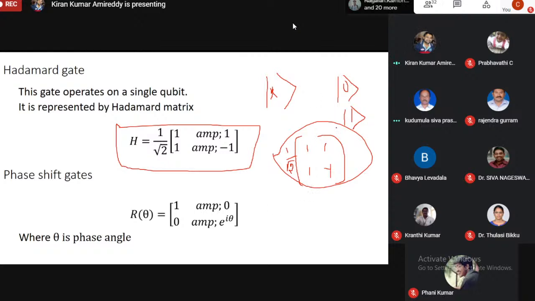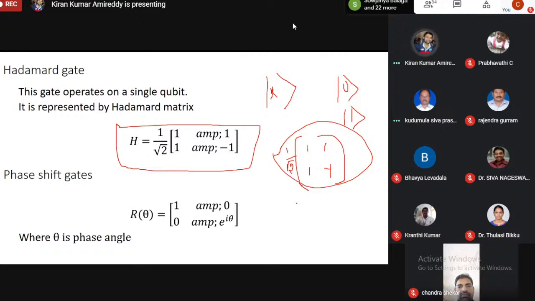If we encounter these things in the D'Alembert equation or some probabilistic model, you can simply represent this as H in the equation. So H is 1 by root 2 times 1 1, 1 minus 1. That is the Hadamard operation.